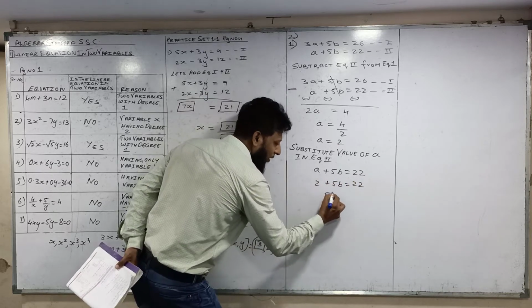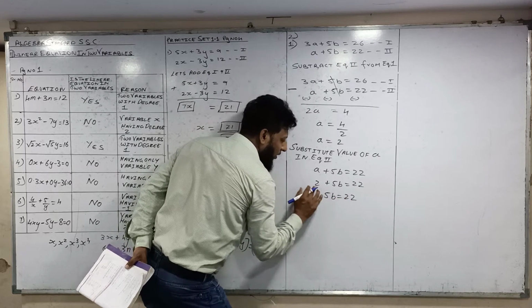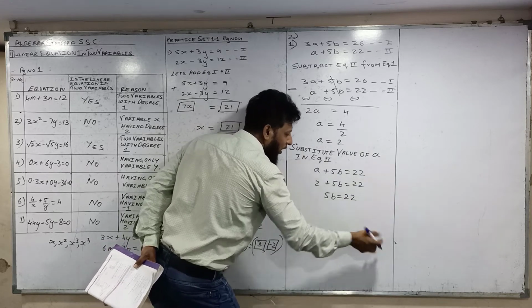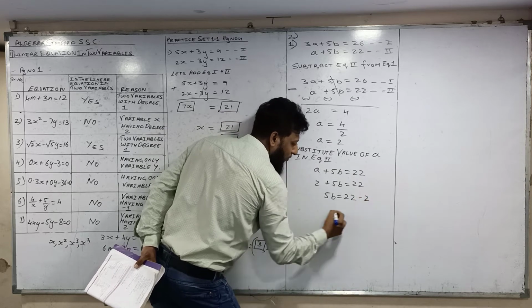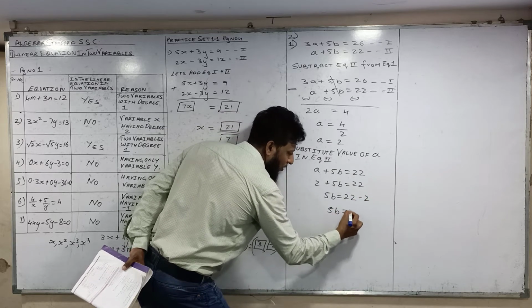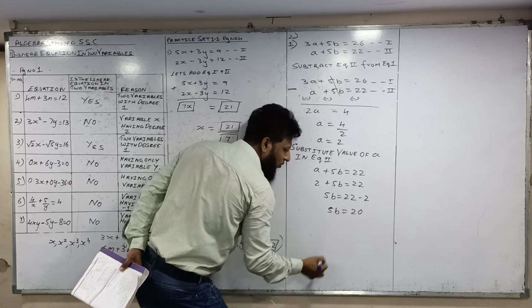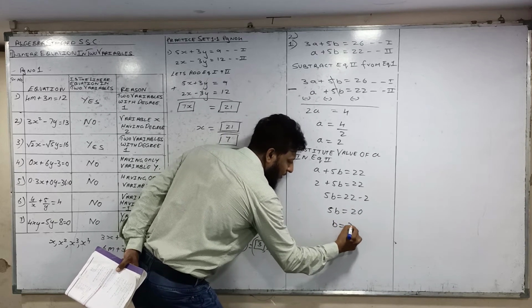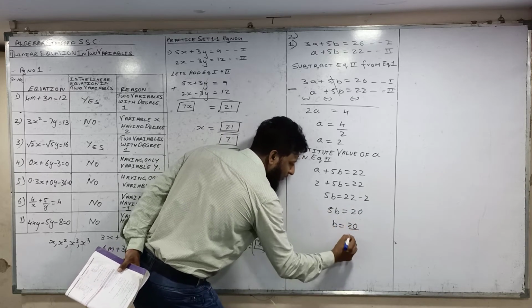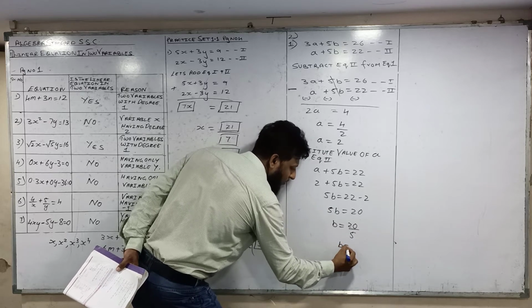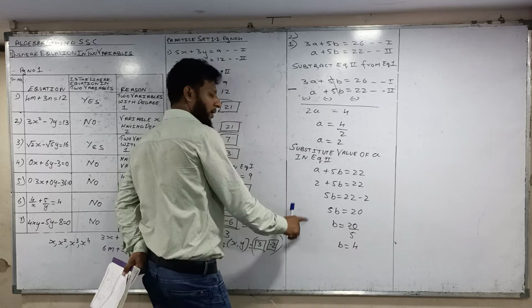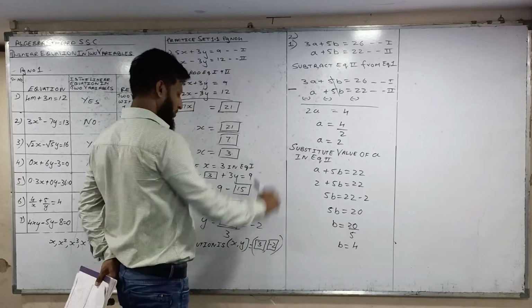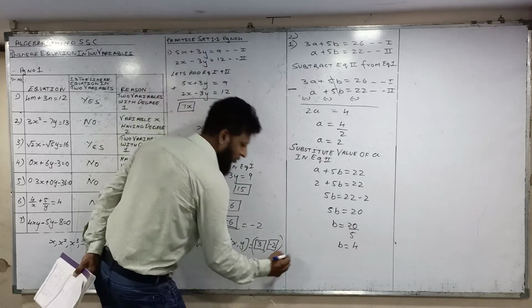Now 5b as it is, 22 as it is. This 2 goes from left to right; it is plus, and when it comes to the right it will become minus. 5b is equal to 22 minus 2, which is 20. Now for b, the 5 will go and divide 20. b is equal to 20 by 5, which is 4. So the value of b is 4 and the value of a is 2. Solution (a, b).